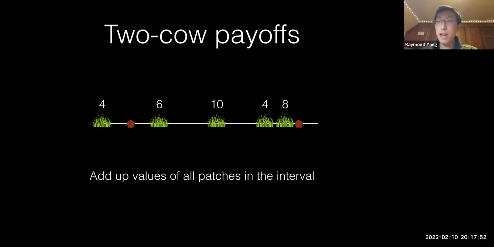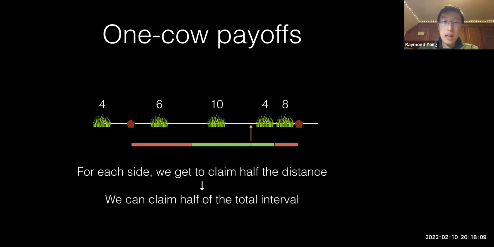So 2 cow payoffs are easy. With 2 cows, we can get all the patches. So we just need to add up the values of all the patches in that interval, and we're done. So that's the easy one to do. And then for 1 cow payoffs, here's a picture of what it would look like.